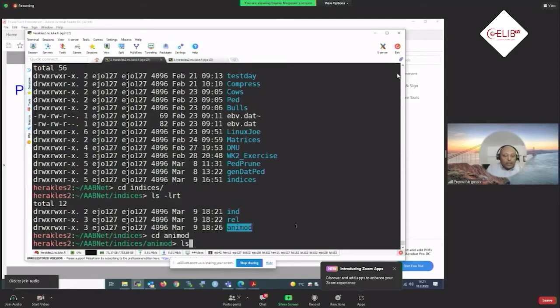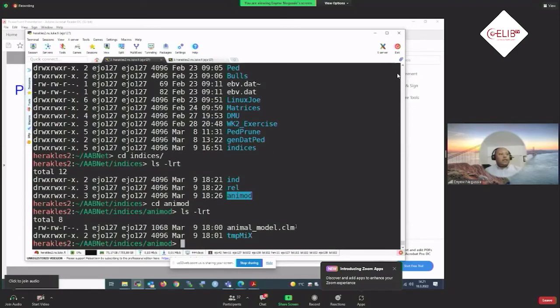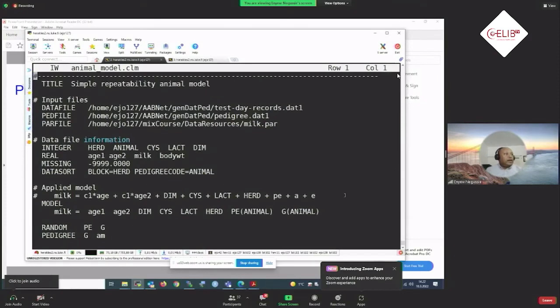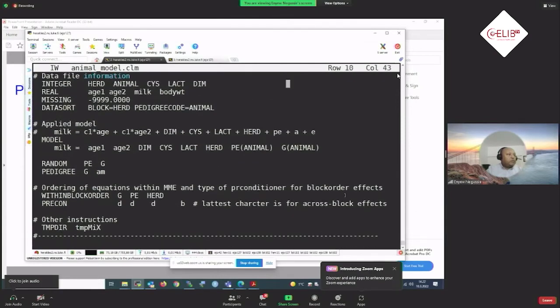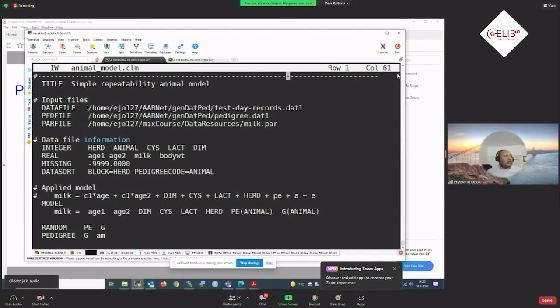Here I go to the animal model directory. In this one, I just run the animal model, a repeatability, single trait animal model. I have the effects: age covariables, calving year, season, lactation, herd, permanent environment effect, and the genetic effect, animal. I use the data which I sent you on the 1st of March, that is test data one. I'm also using the pedigree file that I have sent to you now in the email.